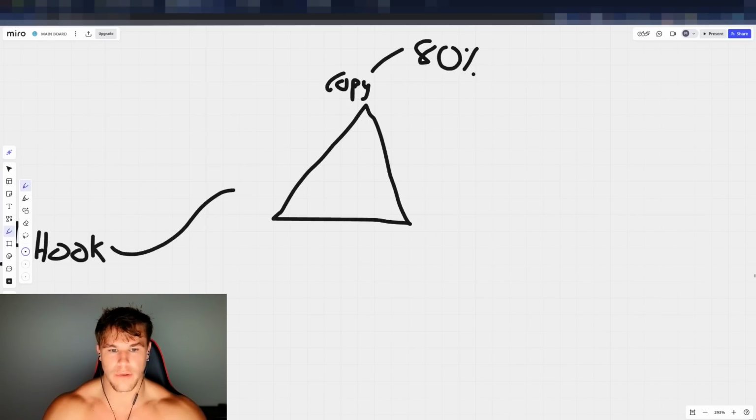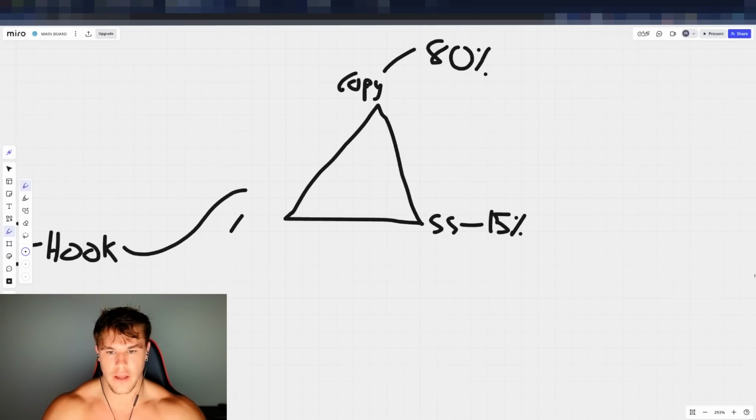The second piece is going to be the scroll stopper. Now, scroll stopper is simply the video that is going on in the background behind the copy, right? So I'm going to go over how to actually tackle this as well, but this is going to be about 15% of your success of the hook. And then the remaining 5% is simply going to be the audio.